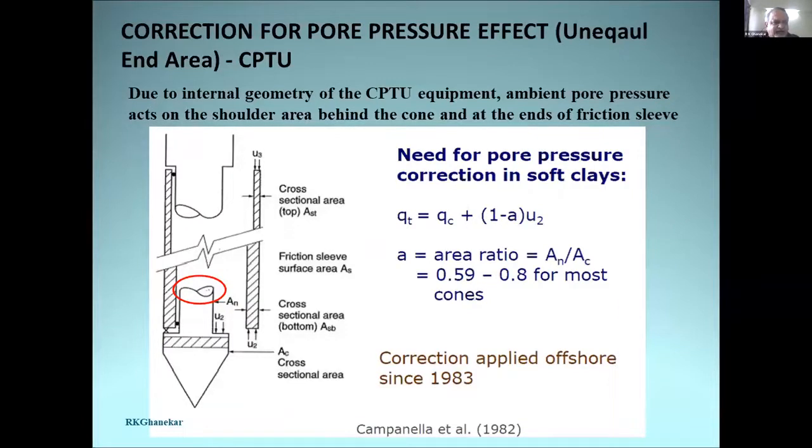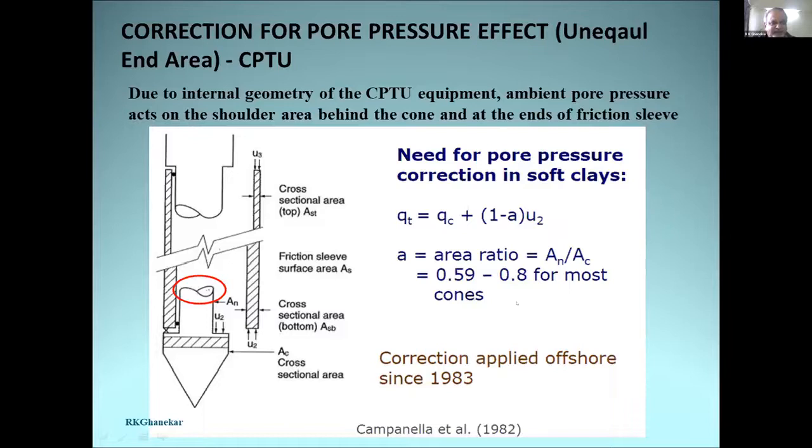It is essential to have corrections on raw data, especially the cone resistance. Actually, due to the internal geometry of the CPTU equipment, ambient pore pressure acts on the shoulder area behind the cone and at the ends of the friction sleeve, as shown in this illustration. Generally, there is no filter element behind the sleeve, so the correction to the skin friction or sleeve friction is generally not done. But it is important that we do the correction for the cone. And it shows the correction which is to be applied.